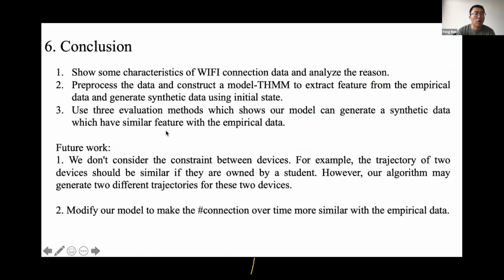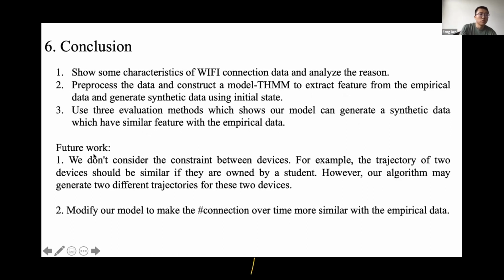So in our project, we show some characteristics of Wi-Fi connection data and analyze the reasons. Then we pre-process the data and construct a model, THMM, to extract the features from the empirical data and generate synthetic data using an initial state. Then we use 3 evaluation methods, which show our model can generate synthetic data which has similar features to the empirical data.